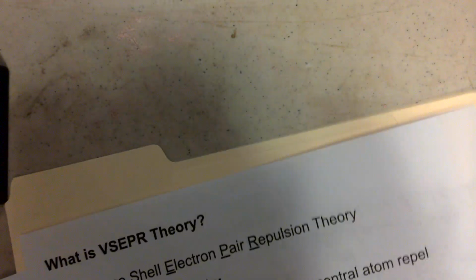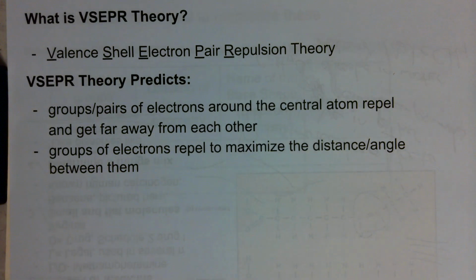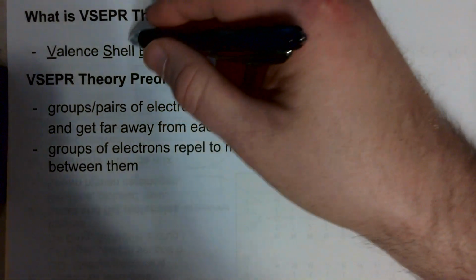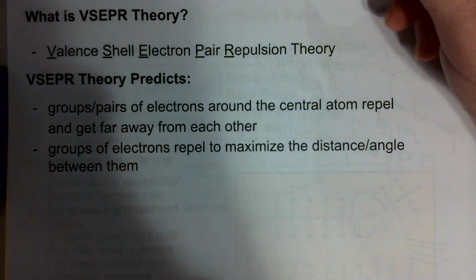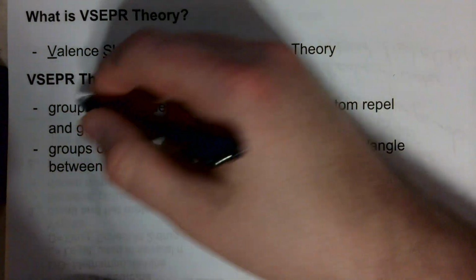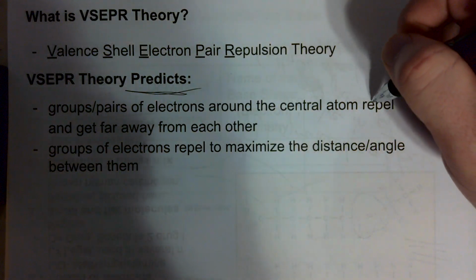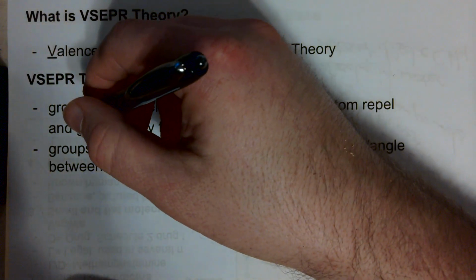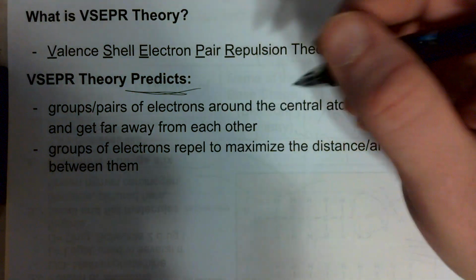So, I want to give a much better detailed definition of what VSEPR theory is, and that's what we're doing right here. So once again, I have the words written out here: valence shell electron pair repulsion theory. What is this going to predict? It's going to predict that our groups and pairs of electrons around the central atoms repel to get as far away from each other as possible.